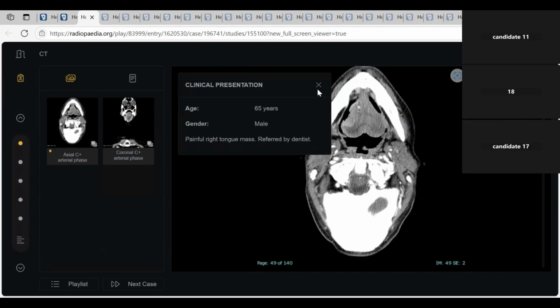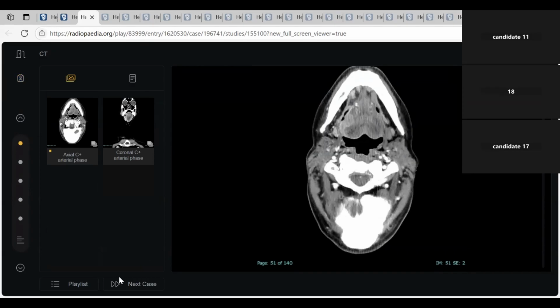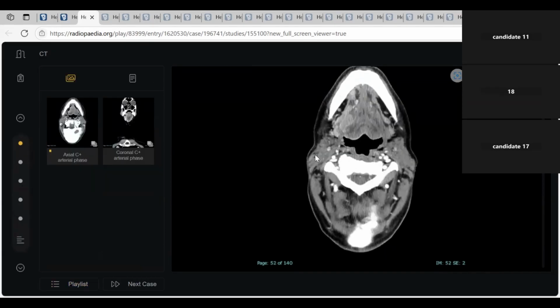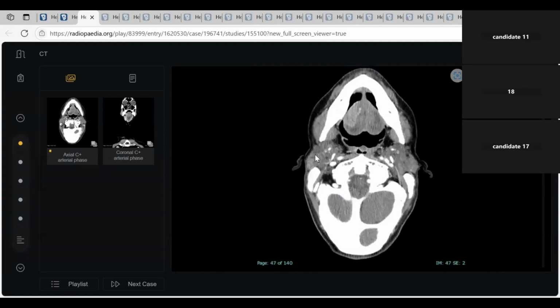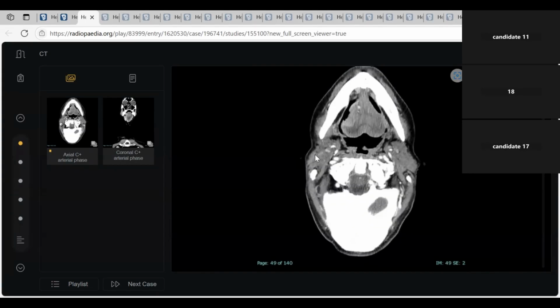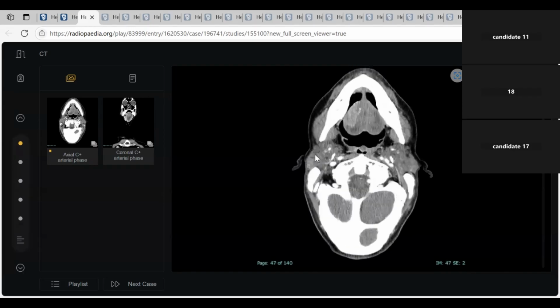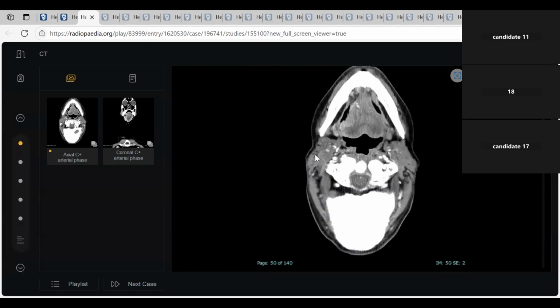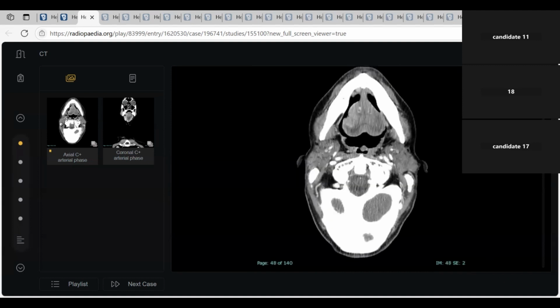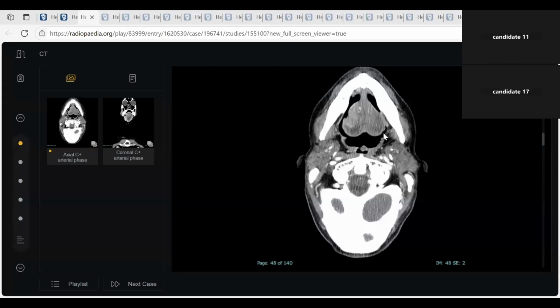A 65-year-old male patient with a painful right tongue mass. These are contrast axial CT images of the neck and the upper face region at the level of the mandible. I can appreciate an enhancing lesion involving the right half of the tongue, causing ulceration and irregularity of the borders of the tongue. There is no involvement of the contralateral side. This mass is not crossing to the contralateral half of the tongue.